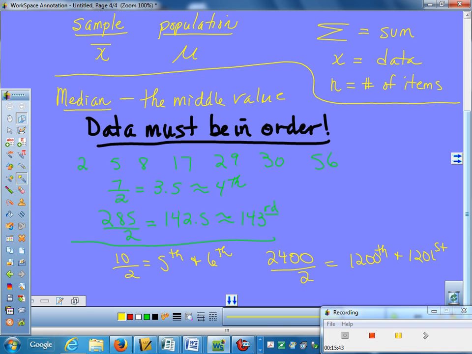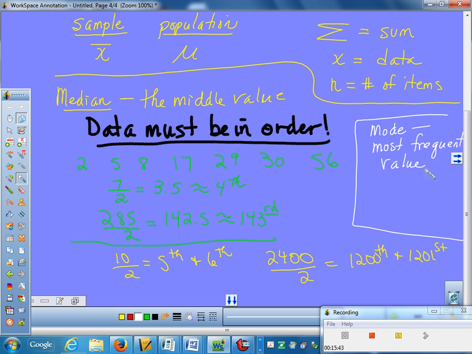Okay, I just ran myself out of space, so I guess I'm going to squeeze this over here. How do you find mode? Technically, we call it the most frequent value. It also doesn't get its own symbol, sadly. Mode's the most frequent. So it's the one that happens the most.